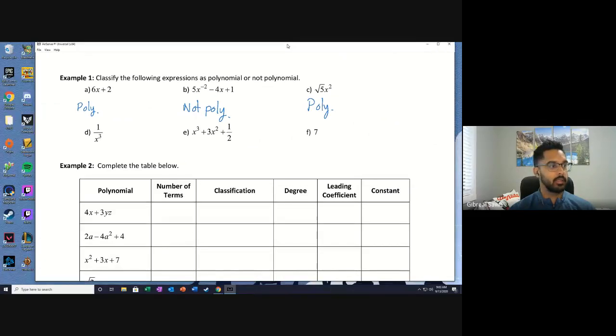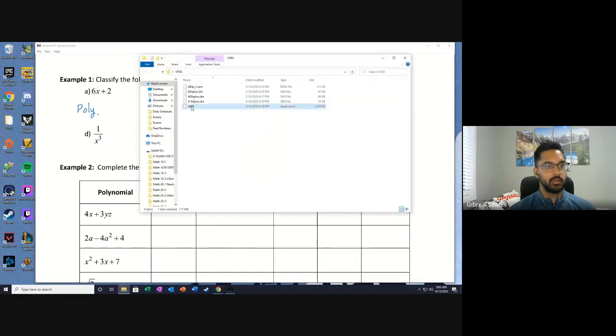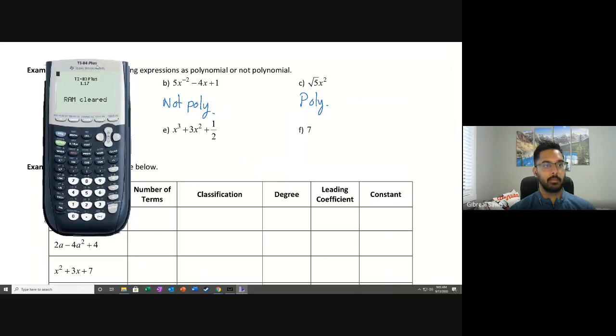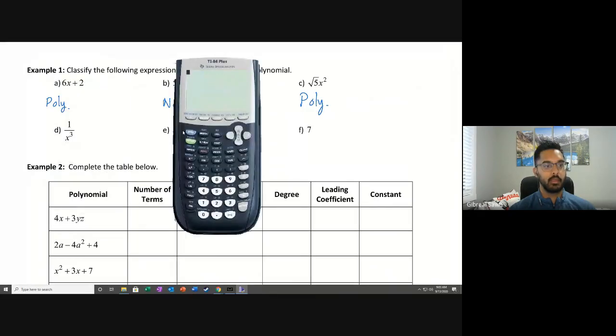So I'll pull up my calculator here and show you what it looks like. There's the calculator. So square root of 5, close the bracket, and then x squared. I have to put it here, that's fine. Square root of 5, and then multiply that with x squared. So definitely a polynomial function.